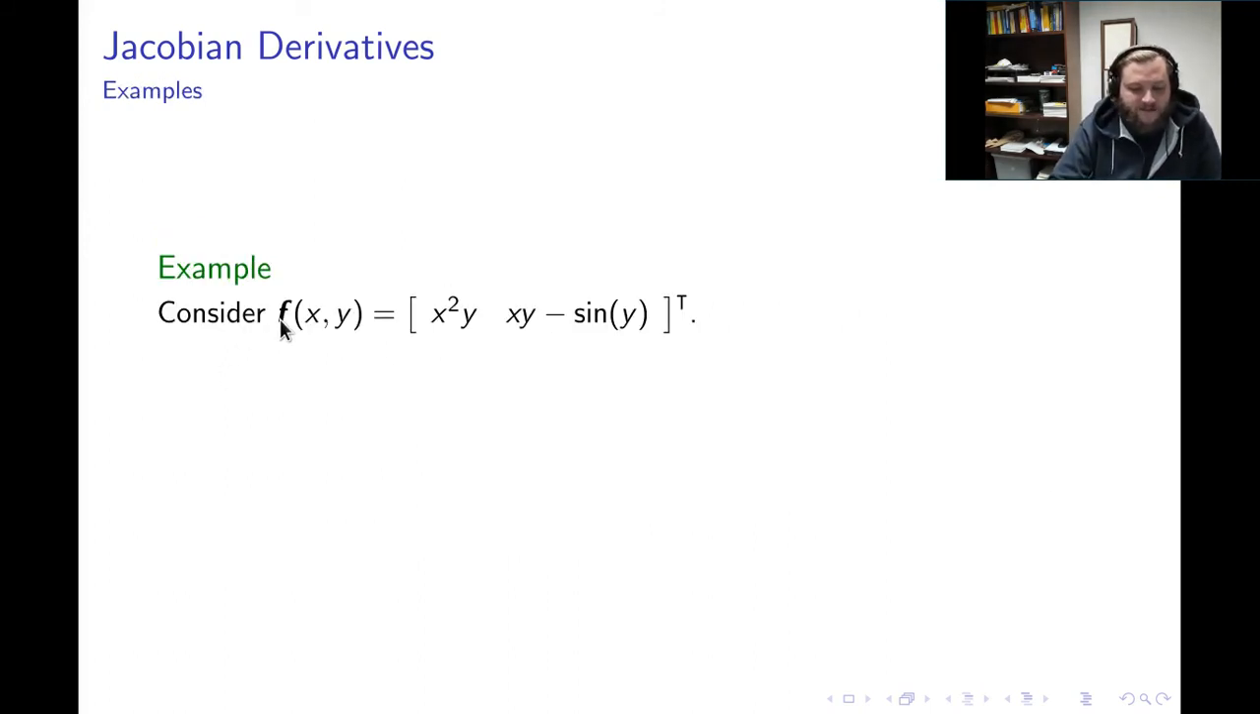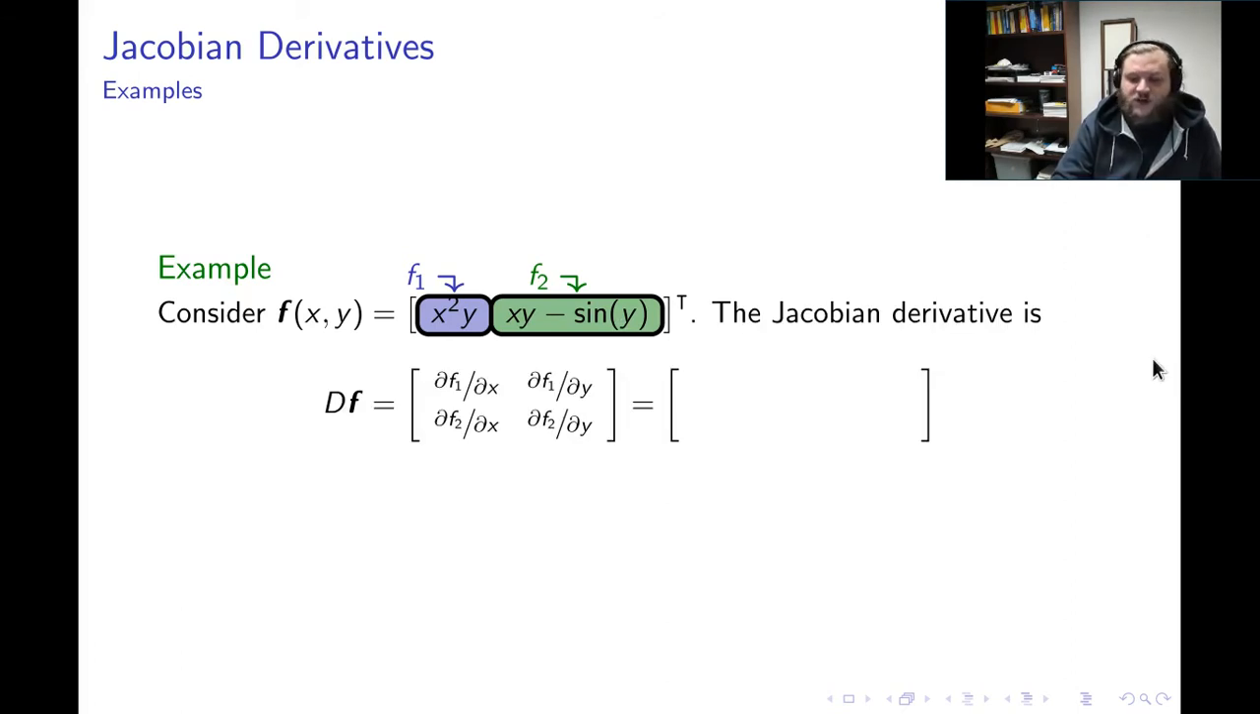Here I'm looking at a function f of two variables, x, y, that produces two outputs. So this is a function from R2 to R2. f1 here is x squared times y, and f2 here is xy minus sine of y. So how would I construct the Jacobian derivative? Well, since this function is from R2 to R2, I know that the Jacobian derivative, Df, will have 4 entries in it, arranged in a 2 by 2 matrix.